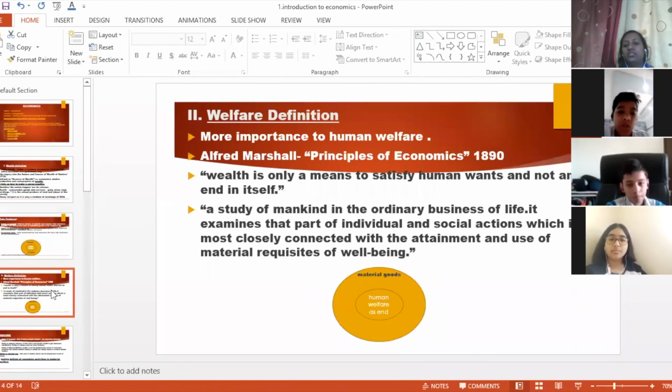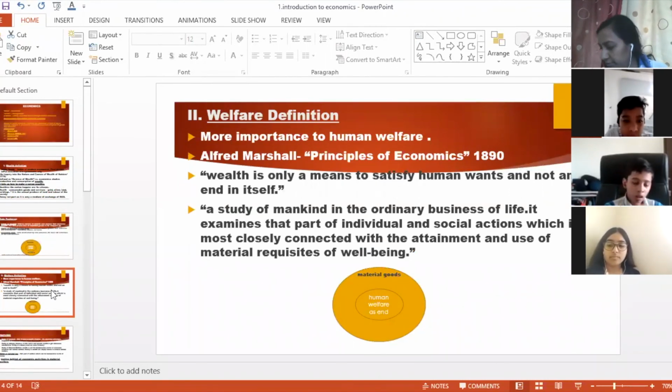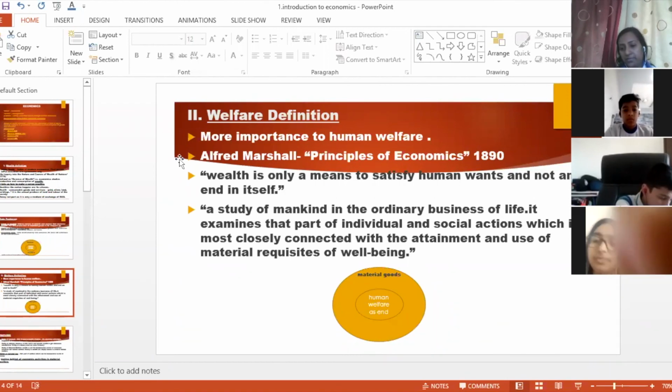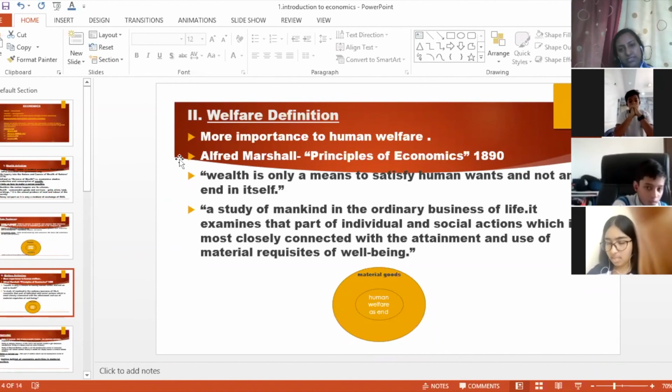Now the next definition is our welfare definition. This was given by Alfred Marshall in his book Principles of Economics, which was published in 1890. He is the main person, right? There were other economists also who were followers of Alfred Marshall, but because he was the main person, we consider this as the welfare definition given by Marshall. The economists who were there with him during this time also supported this definition.